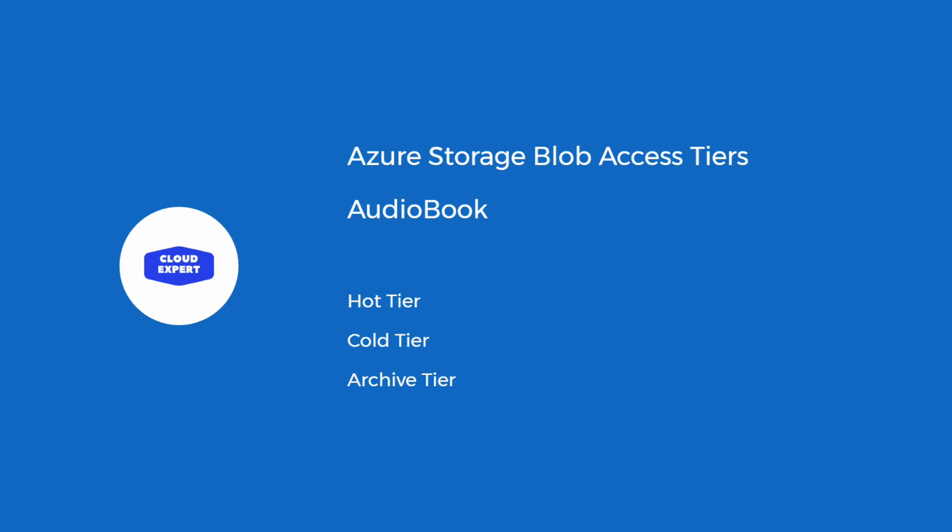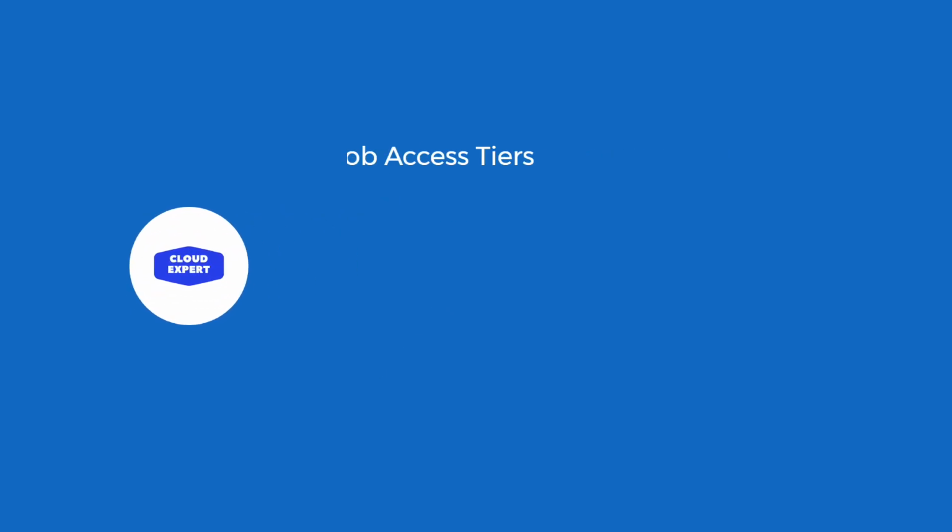Let's understand about archive access tier. The archive access tier has the lowest storage cost, but it has higher data retrieval costs compared to the hot and cool tiers. Data in the archive tier can take several hours to retrieve. Data must remain in the archive tier for at least 180 days or be subject to an early deletion charge.